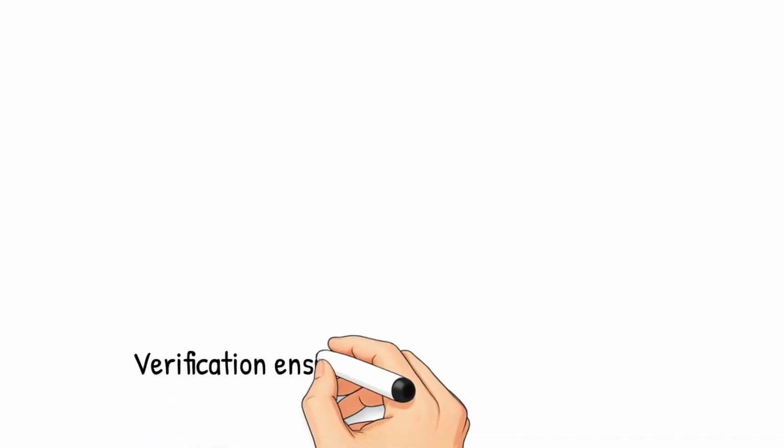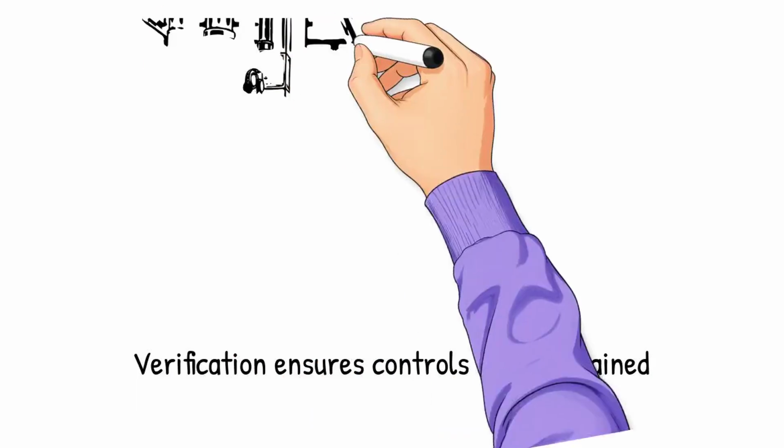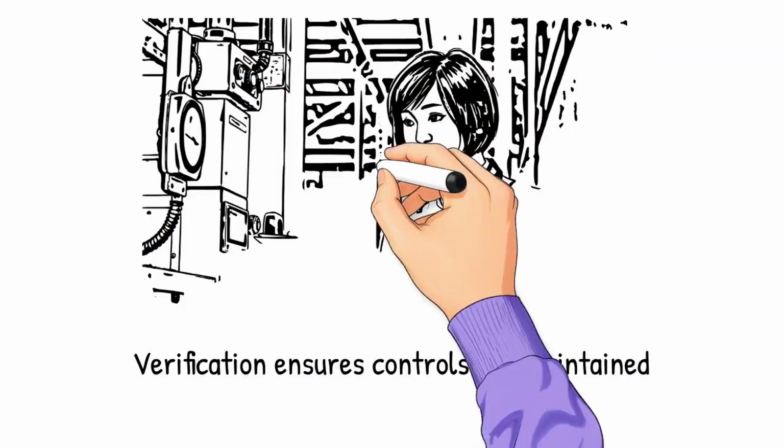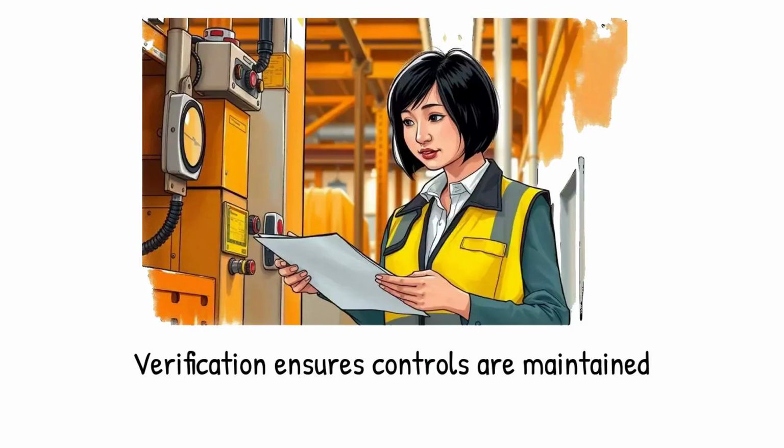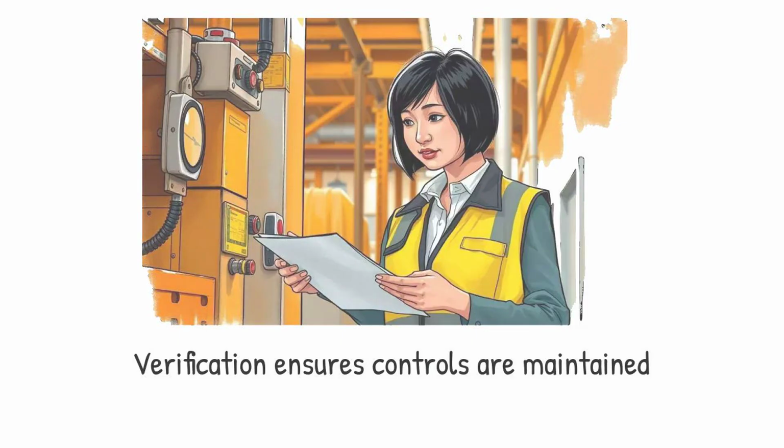The fourth component is verification. This ensures controls are actually implemented and maintained. Verification may include inspections, audits, permits, or monitoring systems. RCS is not just about writing controls, it's about ensuring they work every day.